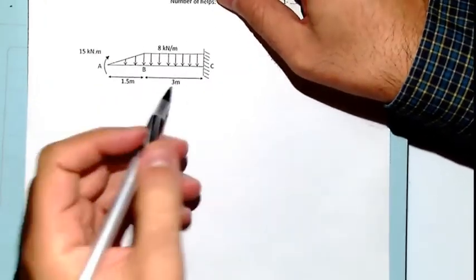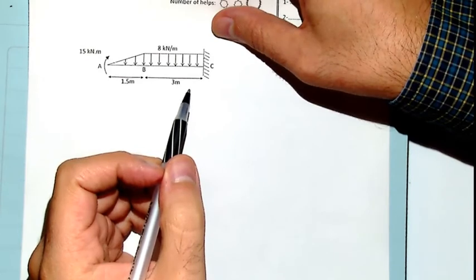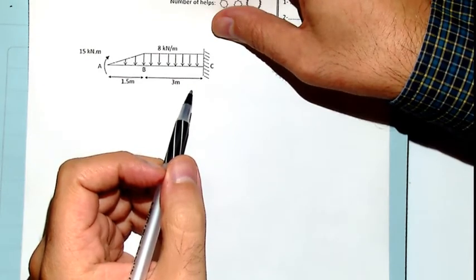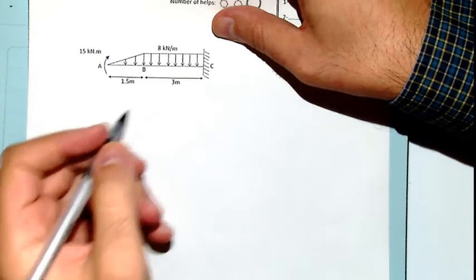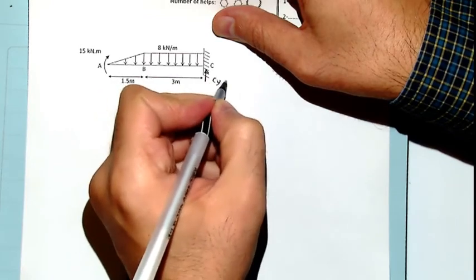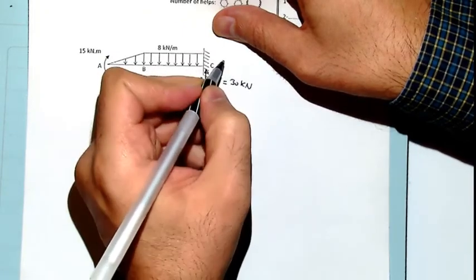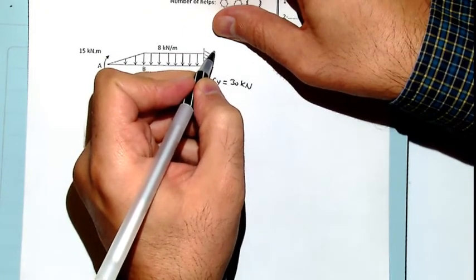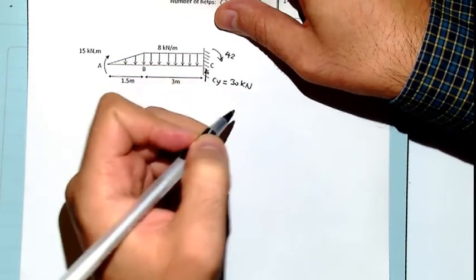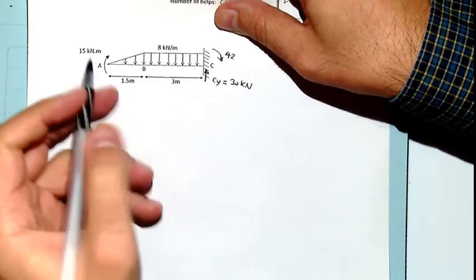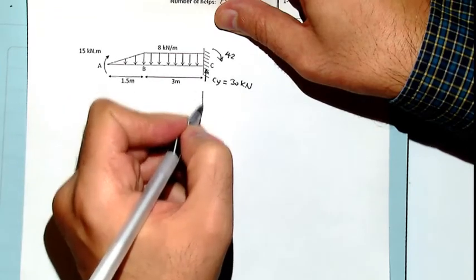In such an example, we have a cantilever beam, and we have two types of uniform distributed load. The reaction for this case shows that Cy is equal to 30 kilonewton, and the moment in this case is minus 42, so it's in this direction. We have one concentrated moment as well, so we have to draw the shear diagram first.